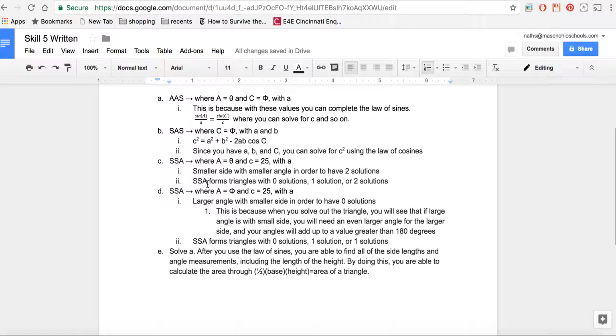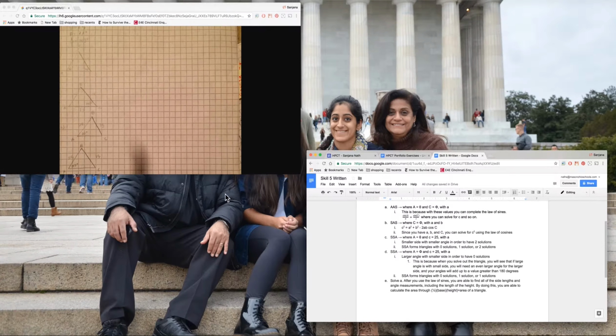However, in D, when it's asking for 0 solutions, I put the larger angle with the smaller side, because once you have a small side, a large side, and a medium side, let's say, you would have a large angle with the small side, and an even larger angle with the larger sides, and so on. And therefore, your angles would not add up to 180 degrees, they'd add up to more than that, and that would not create a triangle. Therefore, there are 0 solutions.